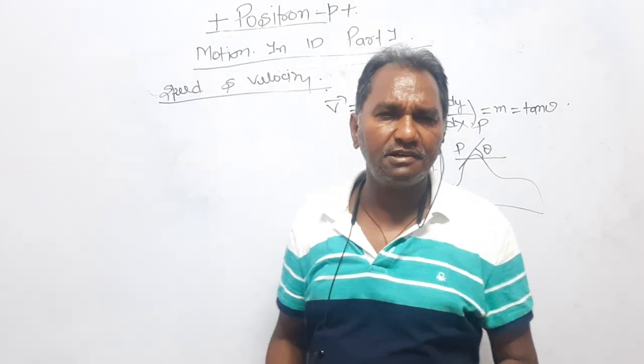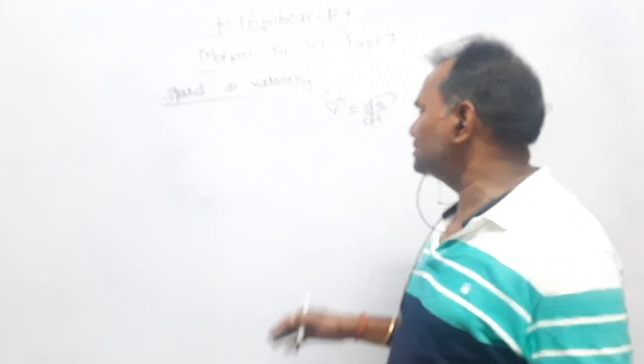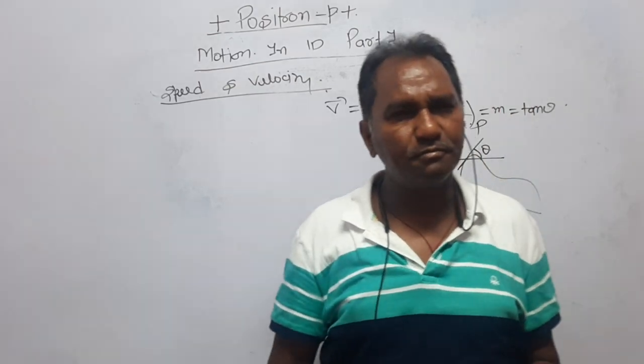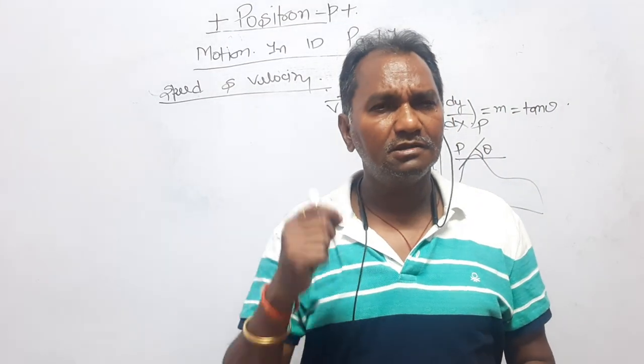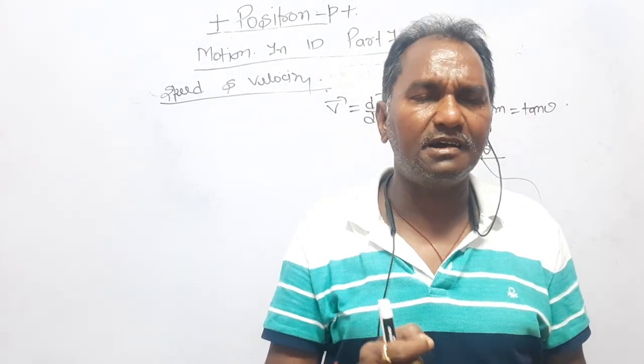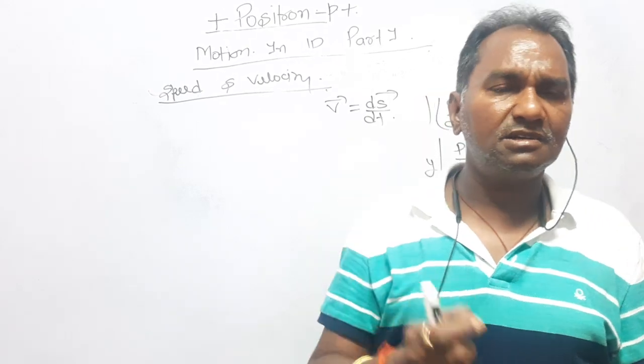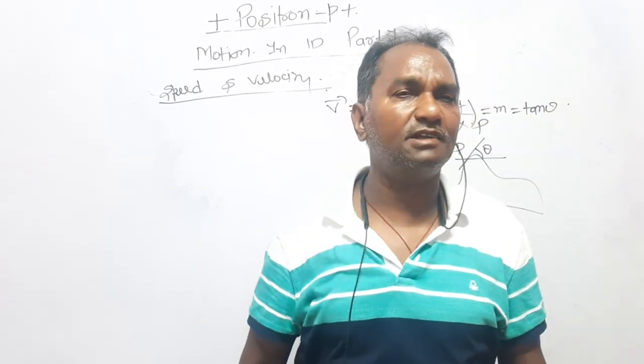Velocity is defined as the rate of change of displacement. I mean to say that if the graph is plotted between displacement and time, then velocity at any instant, at any point, is the slope of the tangent drawn at that point.